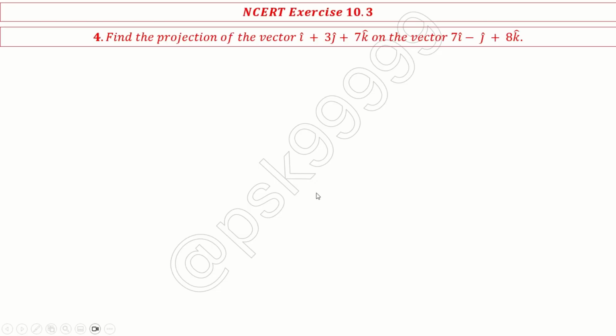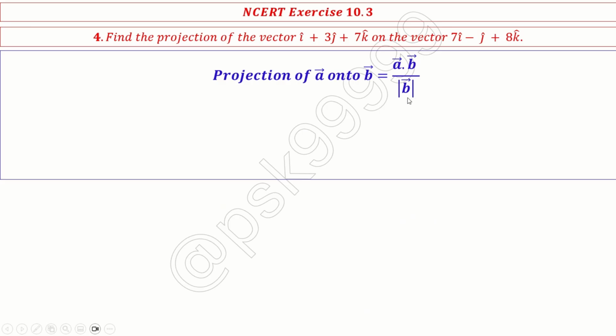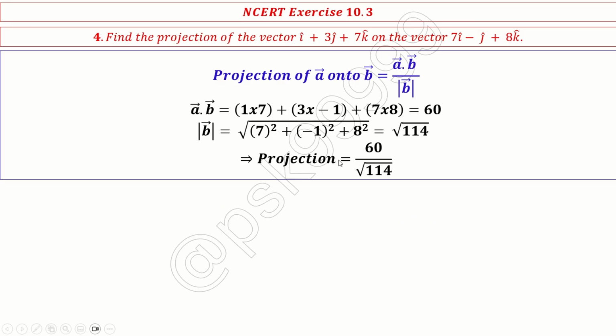Next, projection of the other two vectors. Now you apply this formula and you will get the answer. Simple. The projection is 60 by square root of 114.